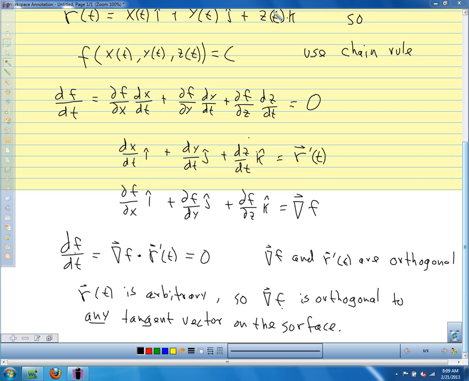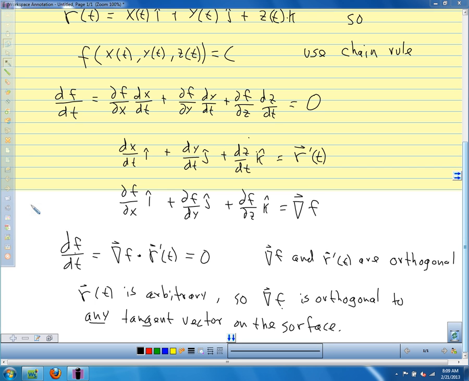Is there like many del f's depending on what point you're looking at, or is there like one del f? Well, depending on our surface, there will be one del f for that surface, one gradient. At a particular point, we would substitute in x, y, and z, and we would get one vector at that point. So at each point we would plug in an x, y, and z, and we'd get a specific gradient vector for that particular point. But we'd have one function that would describe the gradient on the surface.